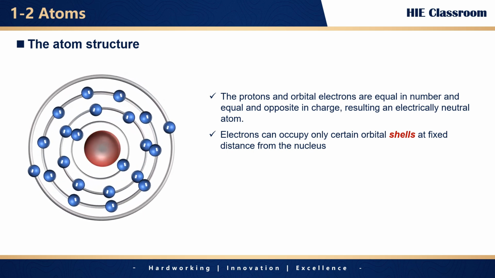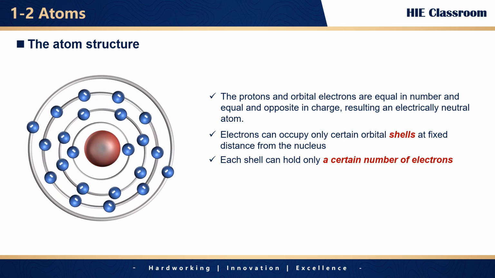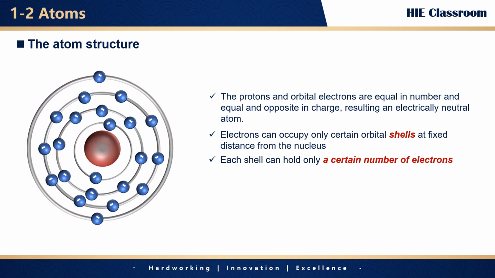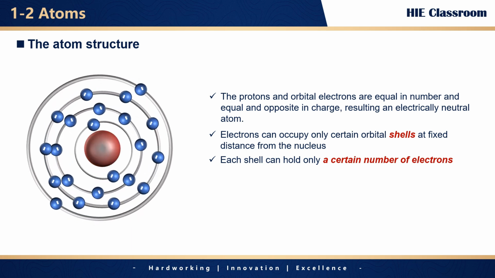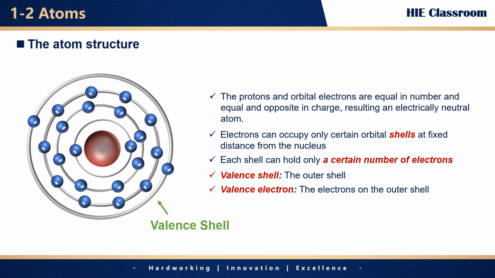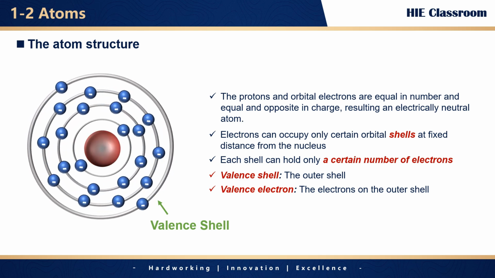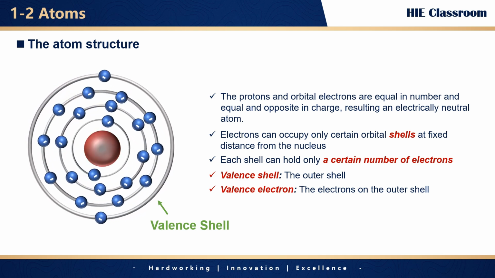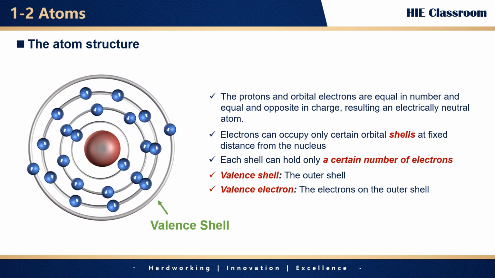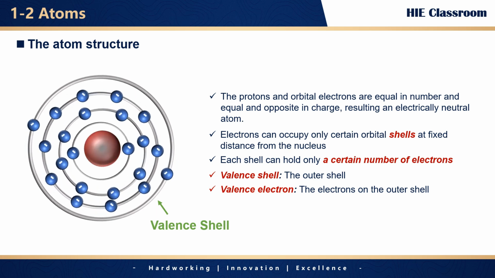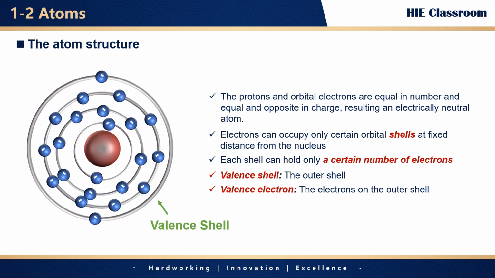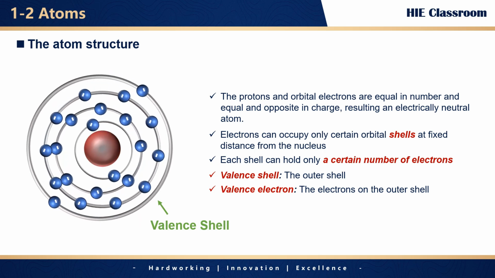And each shell has a limit on how many electrons it can hold. No overcrowding allowed. The outermost shell is the VIP section. We call it the valence shell. The electrons in it are the valence electrons. These guys are the real ones who decide how an atom behaves electrically. So when we talk about electricity, it's usually about these outer shell electrons.